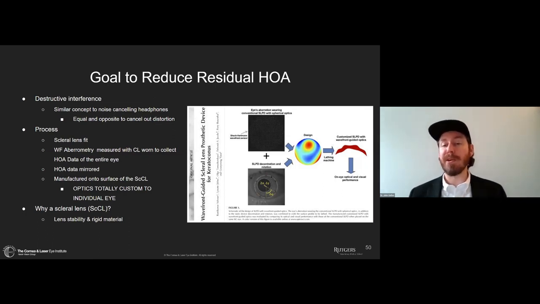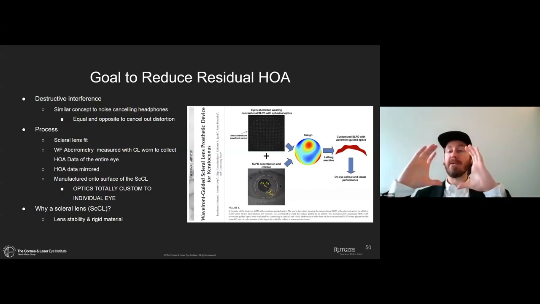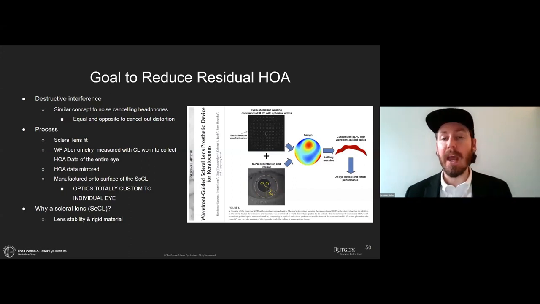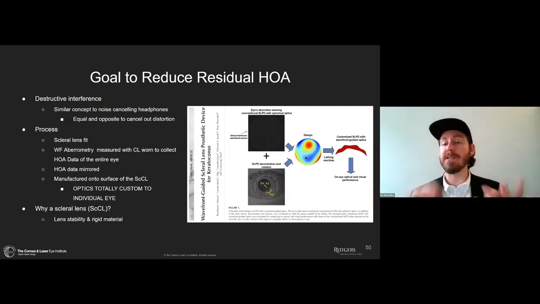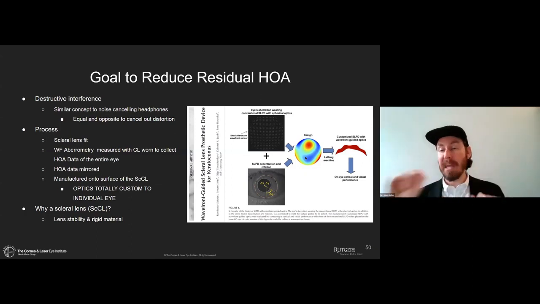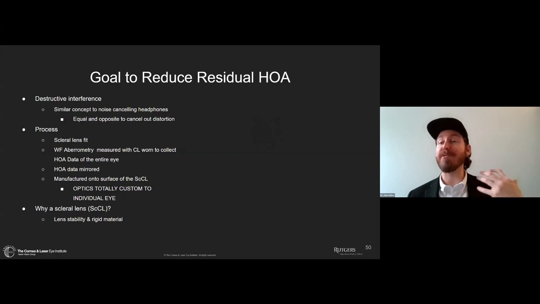So what we're doing is we're putting a lens on the eye with little fiducials on it to understand where the lens is located as far as decentration or rotation. And then we take our wavefront aberrometry over it. We map out our aberrations. We inverse those, manufacture them into the front surface of the lens. And then when we put it on the eye, we're able to reduce the aberrations for that individual.